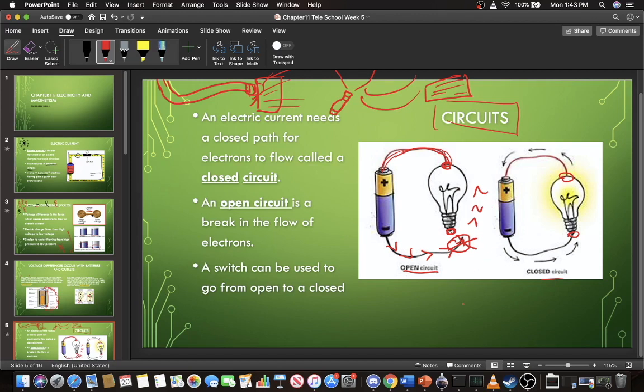And then a switch can be used to go from an open to a closed circuit. If you wanted to open the circuit and not allow current to go through, you would just press the switch and that would create an open circuit. For a closed circuit, you'd have to reconnect everything, and then you have that light being able to come on again.